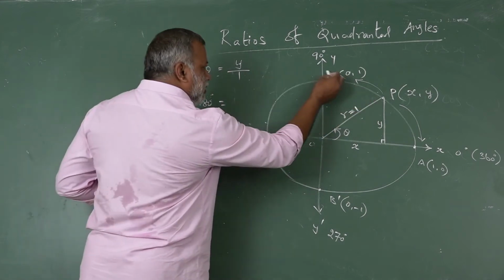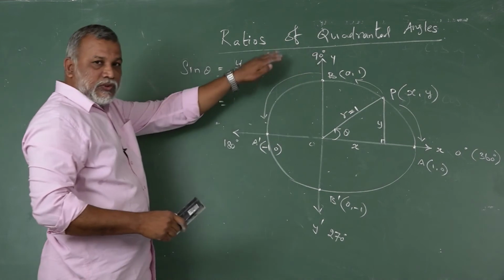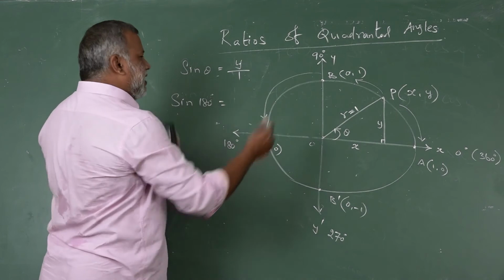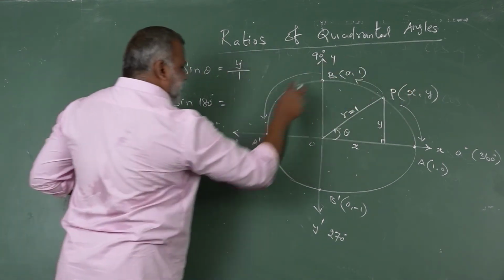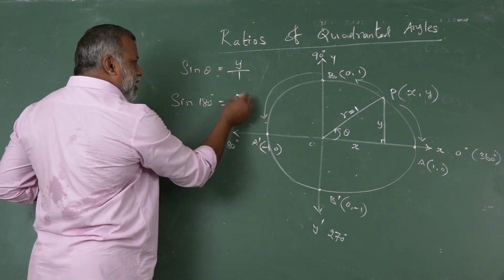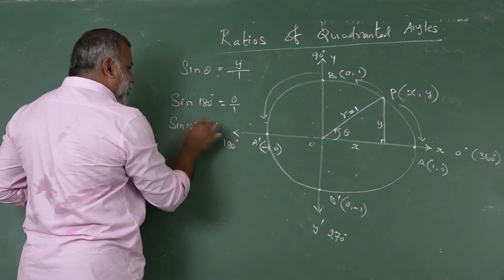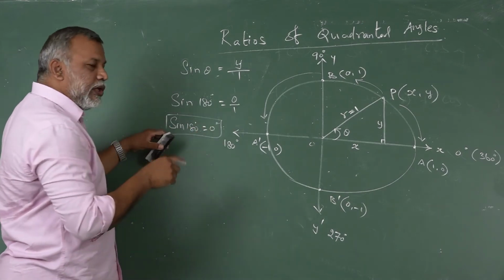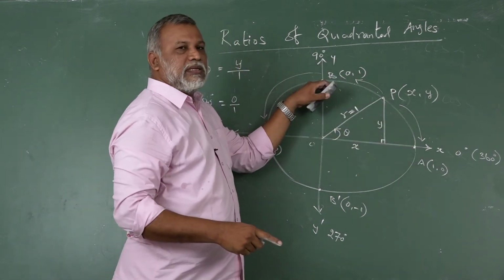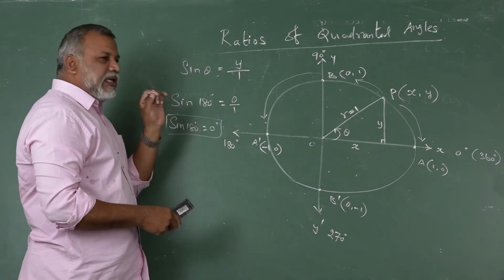The reason, see here, once again, the point P of x comma y moving towards and coincides finally with A dash. Now what are the changes? See, y becomes 0, x becomes minus 1. Therefore, y becomes 0 by 1, sin 180 is equal to 0. This is the new concept. So far you learned in your 10th syllabus 0 degree and 90 degree. This is your new concept. Sin 180 is equal to 0.